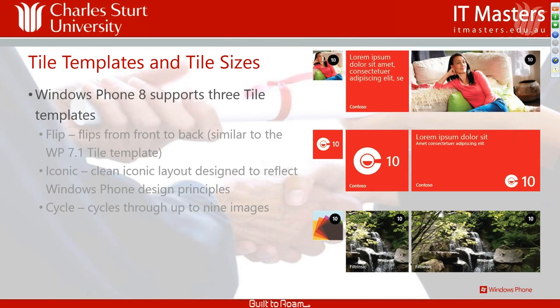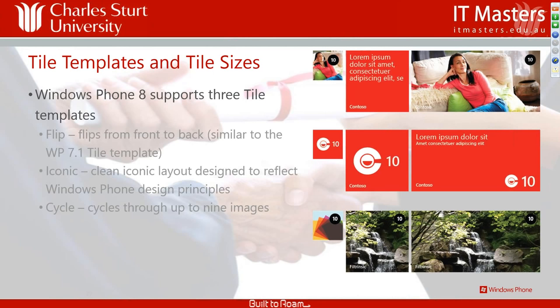In addition to the 3 different sizes, we've actually got 3 different templates to go with it. So we've got the flip tile, which basically is what we've had in Mango, which is the ability to write content on the front and the back of the tile. We've got iconic tiles, so in the middle here we've got what we refer to as the iconic tiles.